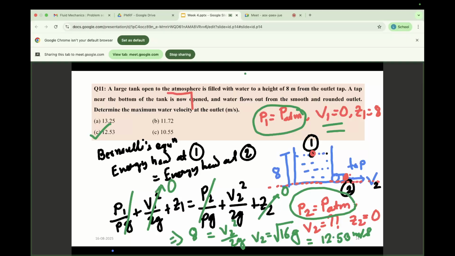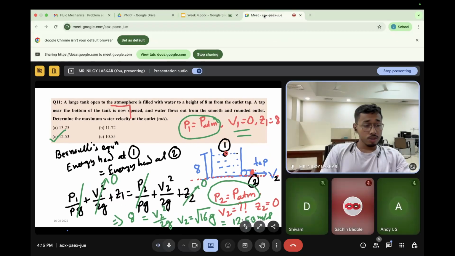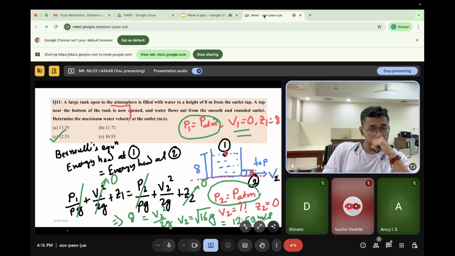So please understand this concept, because I will give you similar types of problems to solve. So is it okay? Any confusion? NC, Sachin, Shivam? Okay.